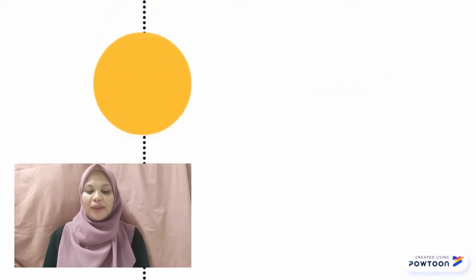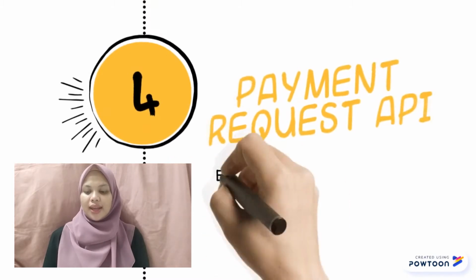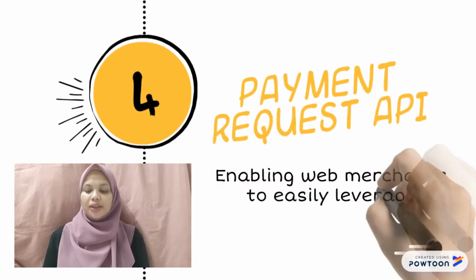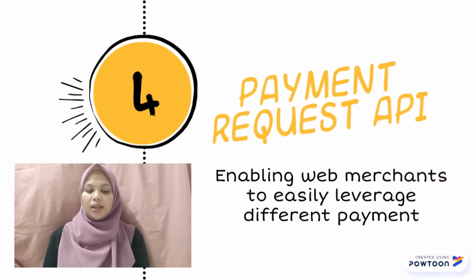The fourth type of API is payment request, enabling web merchants to easily leverage different payment methods. The API allows the Shopee web page to exchange information with the seller while the user is providing input before approving or denying a payment method.